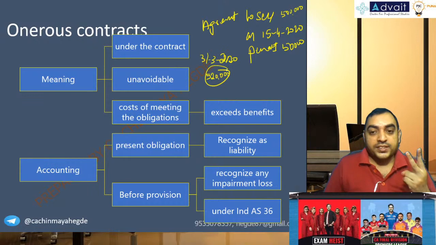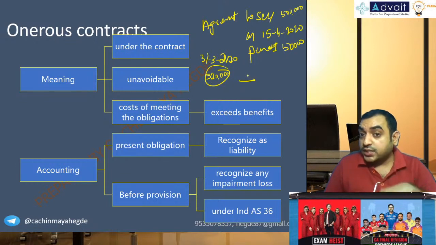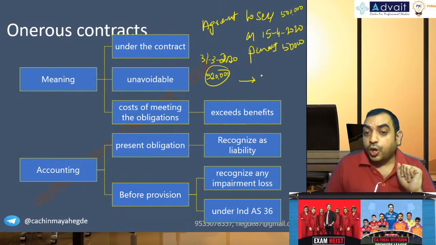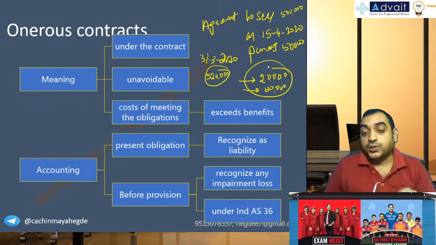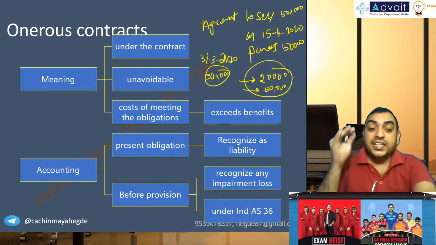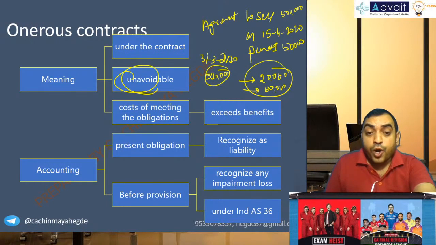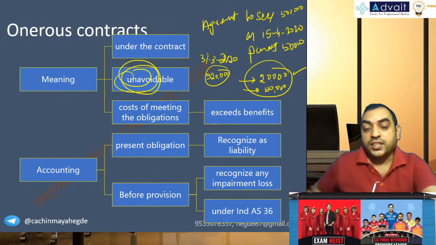Now, you have two choices. Either you sell the goods. If you sell the goods, what is going to be your loss? Not loss now, loss will happen. Loss of 20,000. If you don't supply the goods, you have to pay a penalty of 50,000. Now, among these two, how much is unavoidable? Unavoidable cost is 20,000.